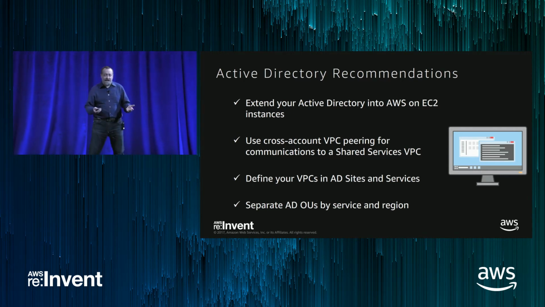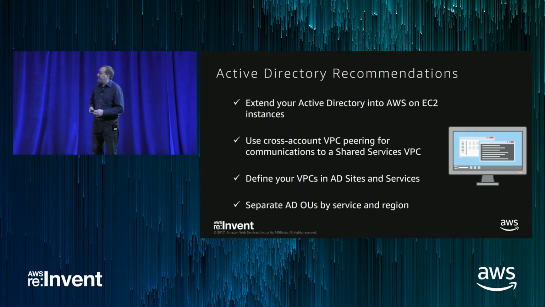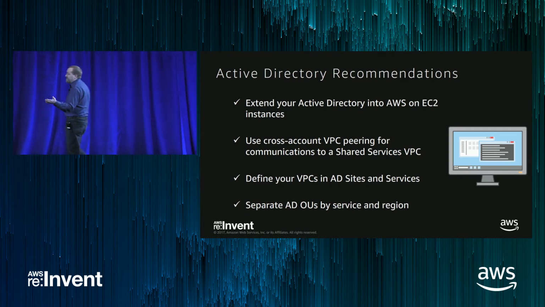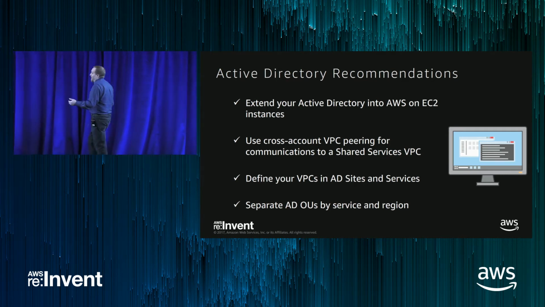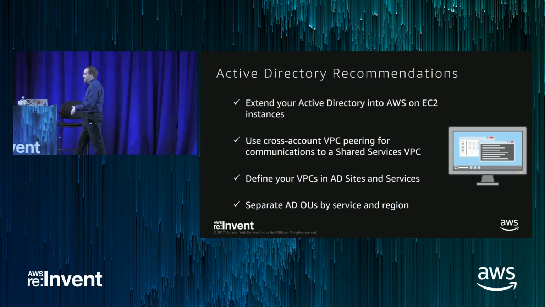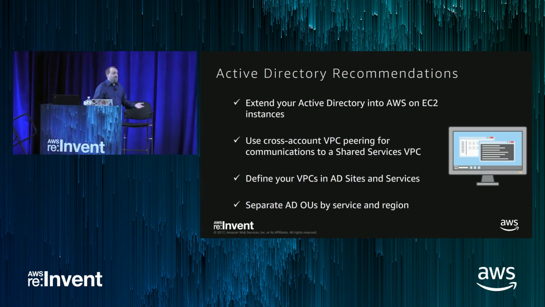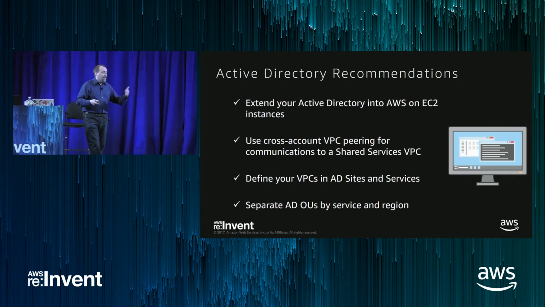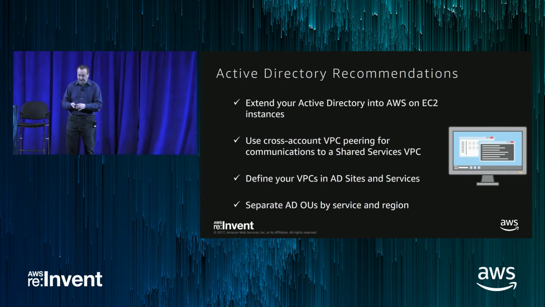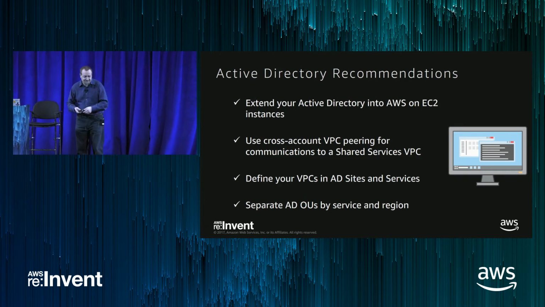And then I recommend separating AD organizational units by service and region. So separate OUs for workspaces, for AppStream, and then different regions. That allows you to just use AD group policy settings to apply different settings to both services or throughout any of the regions as your needs may vary.